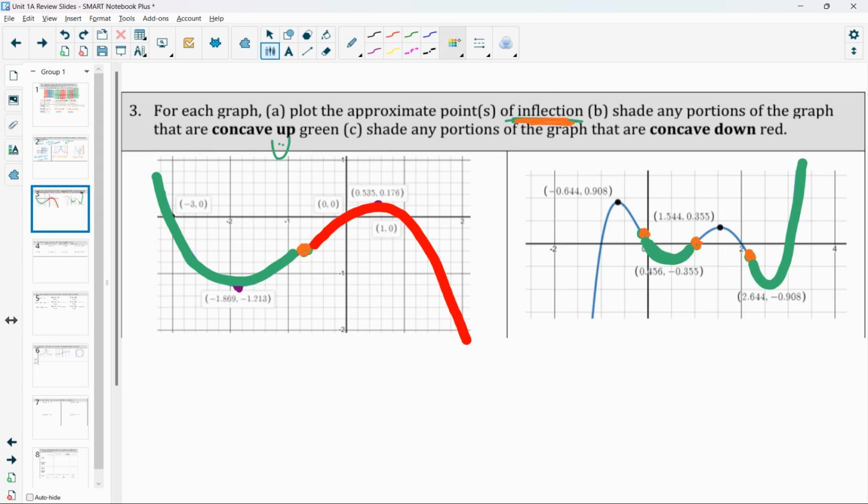And then those other 2 parts are down. So down like a frown, right? So down is going to be upside down like that. And I guess the eyes of this wouldn't be underneath it, but so down like a frown. Those are the concave down. So label the inflection points and then shade between them for your concave up, concave down.